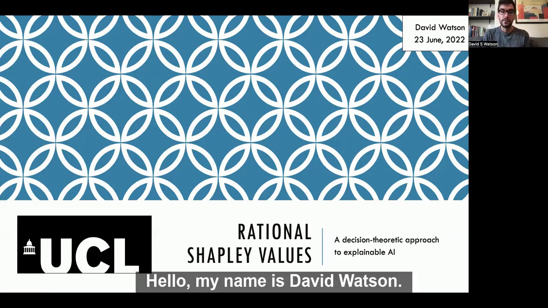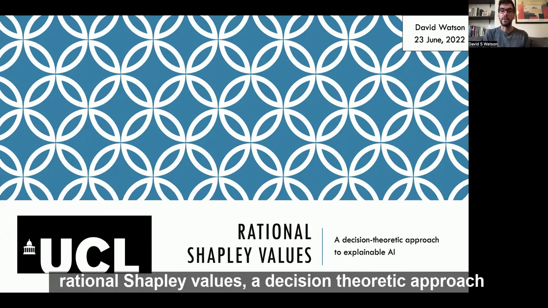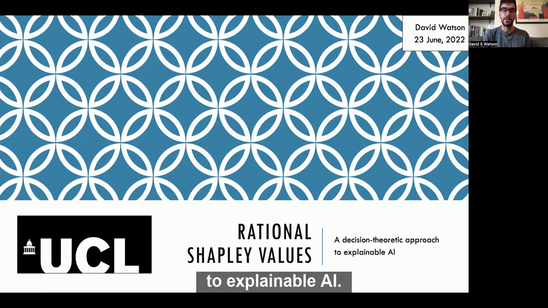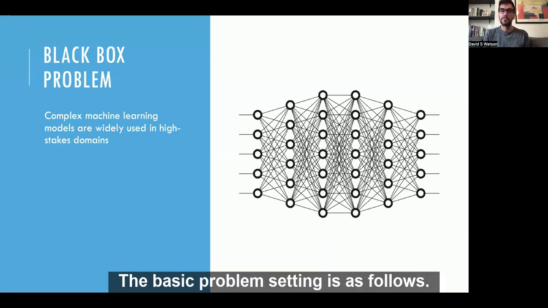Hello, my name is David Watson, and I'm going to present my paper, Rational Shapley Values, a decision-theoretic approach to explainable AI. The basic problem setting is as follows.